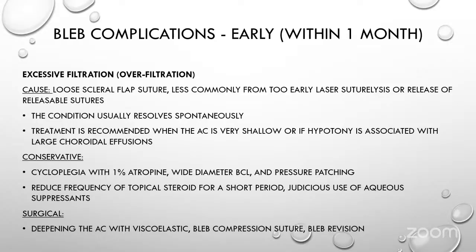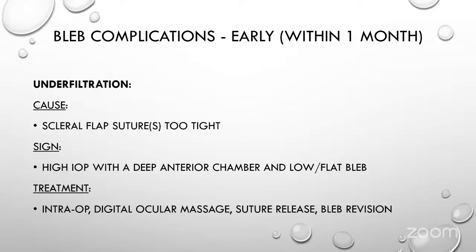Open up the bleb and put a tighter conjunctival, tighter scleral flap suturing. Tighten the flap better. You can still put a releasable suture, but tighten it much better. When the AC is well formed and everything is well controlled, you can release such sutures. So those are some of the surgical interventions that can be done.